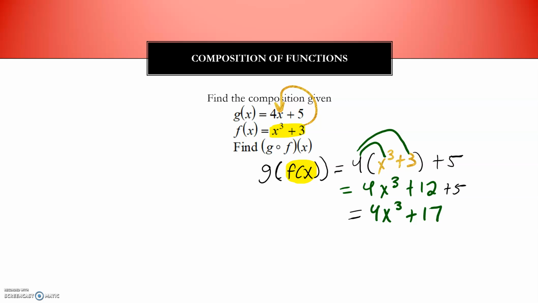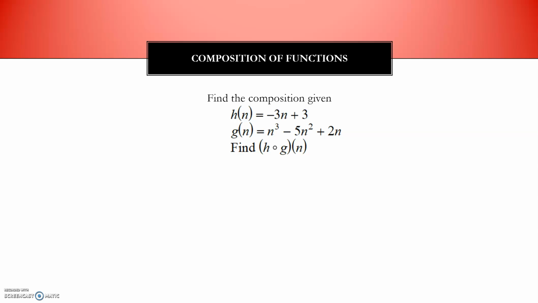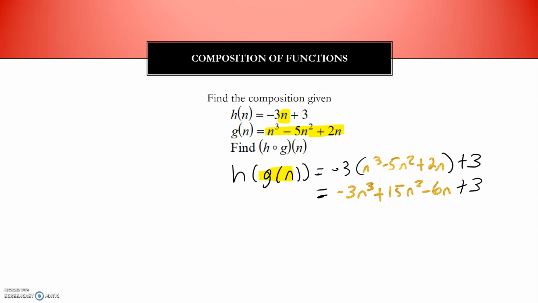All right. Last thing is I want you to try this one. Find h of g of n. And the final answer here is negative 3n to the third plus 15n squared minus 6n plus 3. There were no like terms when you were done, so this was the end. But again, they asked you to find the value of function h when the variable in that case was the whole rule for g of n.